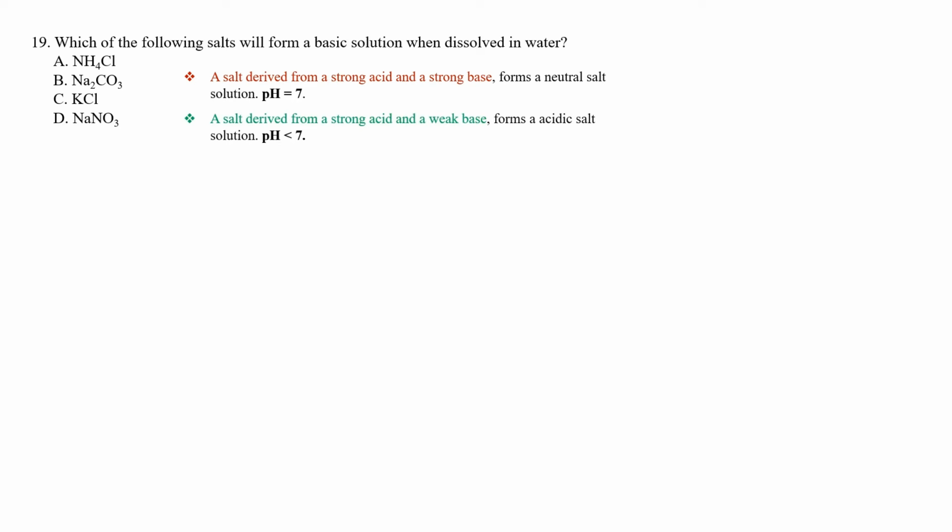The second type of salt is a salt derived from a strong acid and a weak base. Then the pH of that salt is less than 7, an acidic pH. The third type is a salt derived from a weak acid and a strong base. Then the pH of the salt is greater than 7, a basic pH. Now let's move on to the given answers.